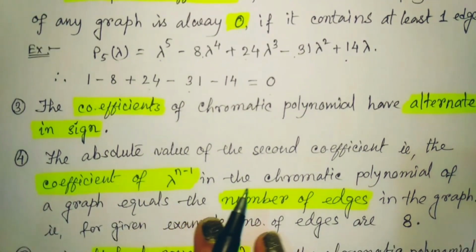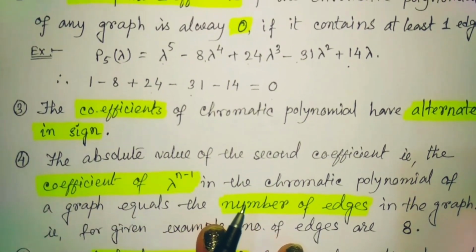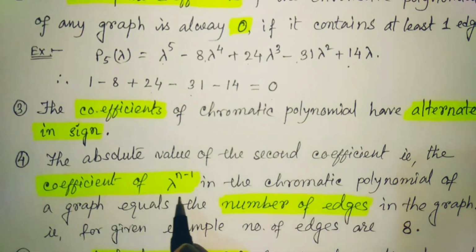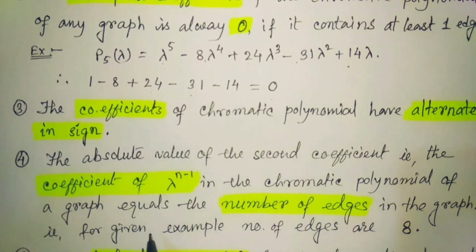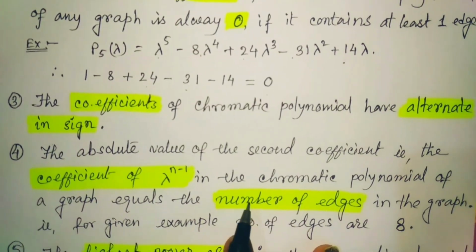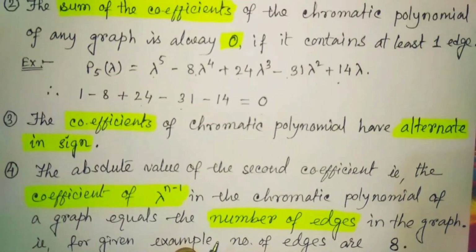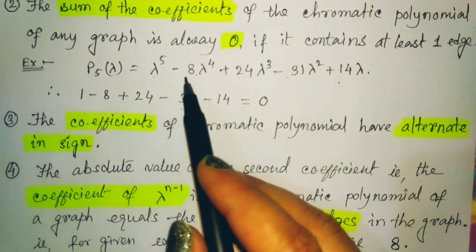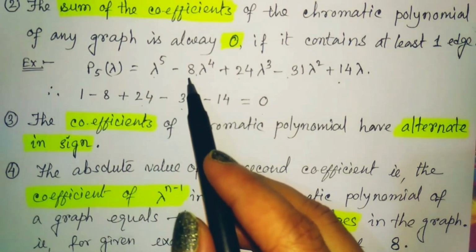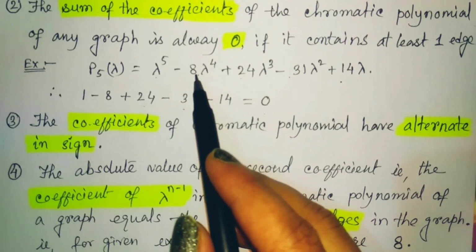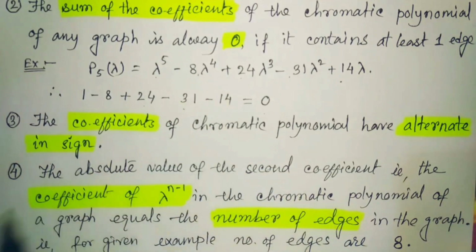The absolute value of the second coefficient, that is the coefficient of lambda to the power n minus 1 in the chromatic polynomial of a graph, equals the number of edges in the graph. If we consider this example here, we will find that the second coefficient has the numerical value 8. So we can be sure that the given graph has a total of 8 edges.